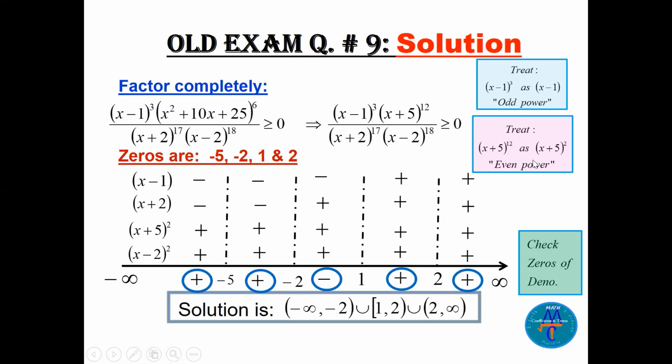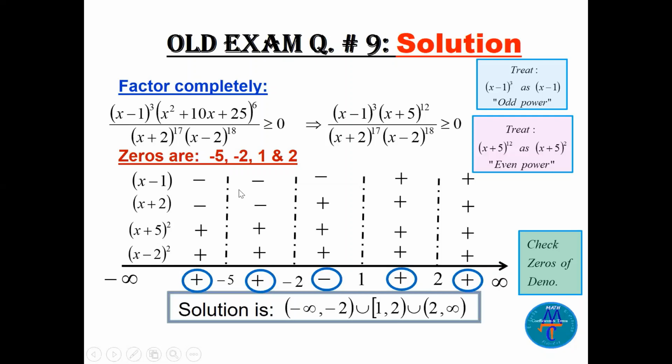And for even power, see x plus 5 power 12. How can you deal with that? This is the same as squared because it's an even. And the same thing, 17 is an odd, 18 is an even. So x minus 1 instead of x minus 1 cubed. Power here, x plus 5, power 12, so x plus 5 squared here. X plus 2, power 17, that's an odd, so x plus 2. X minus 2, power 18, x minus 2 squared. So these are all pluses.